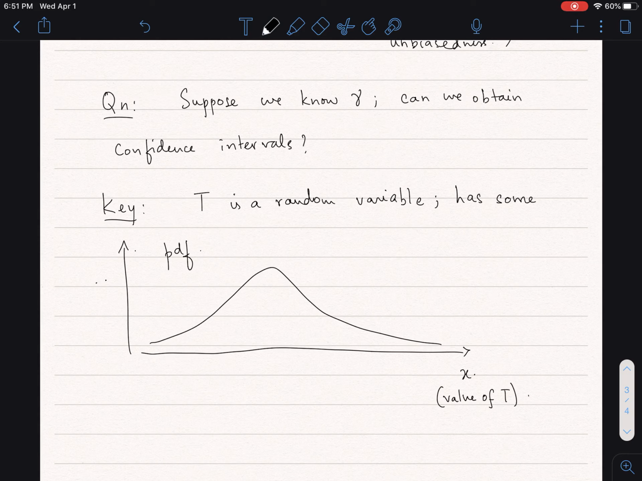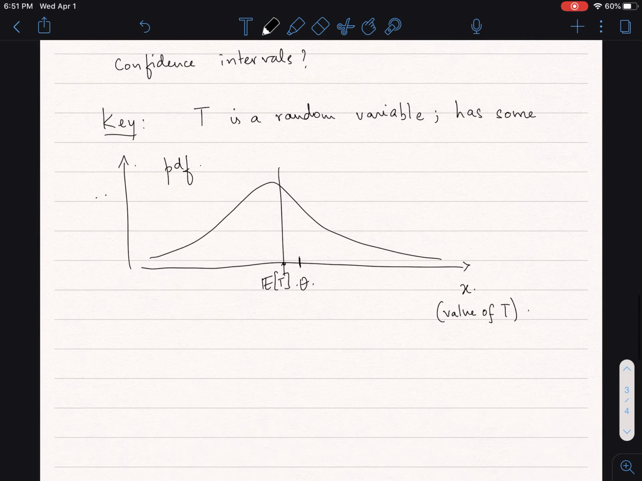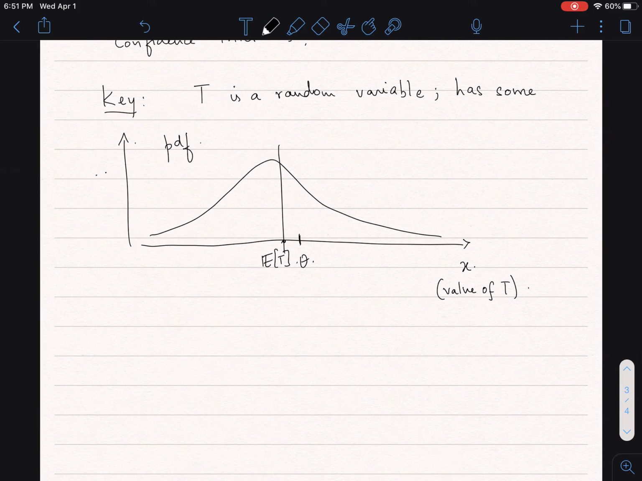There is some mean, which could be the expected value of t, and now the true theta could be something like over here. I'm not assuming that these two are the same. So this is the PDF of t.